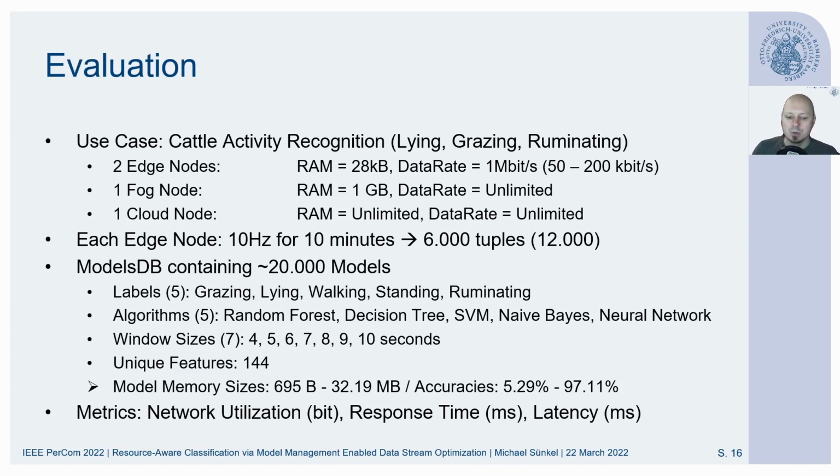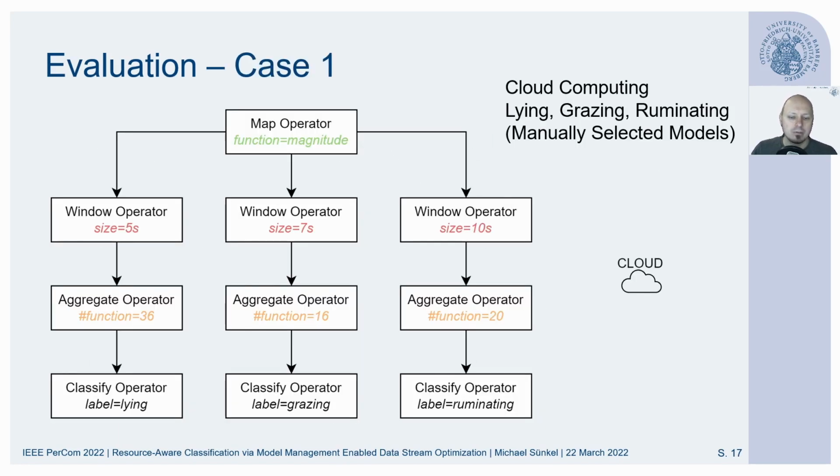The evaluation metrics used in order to measure the performance of our approach are network utilization, response time, and latency. Network utilization was previously used as optimization criteria for the operator placement optimization. Response time is the time that our system needs in order to perform all the optimization steps, and latency simply is the processing and network latency of the classification pipelines. We have defined 5 different evaluation cases.